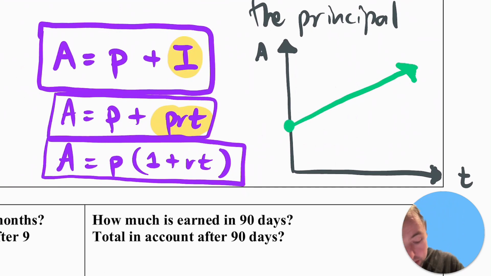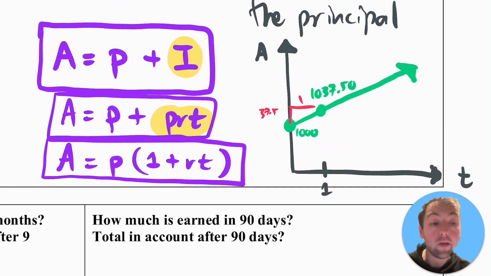So this point right here should actually be the starting amount in your account. In our case, with Marina, she started with $1,000. And then what should be happening over time is that once we get to 1 year, we should see that the amount that's going to be in her account is going to be an increase of $37.50, which just really means that you're going to go up 37.5 for a rise and a run of 1. So the slope is going to be 37.5 over 1.